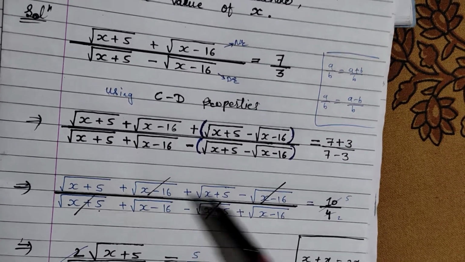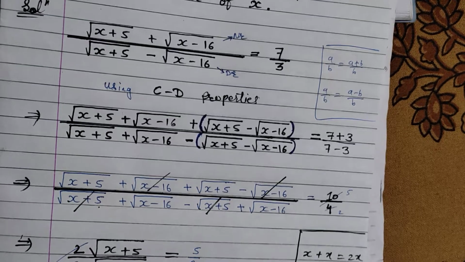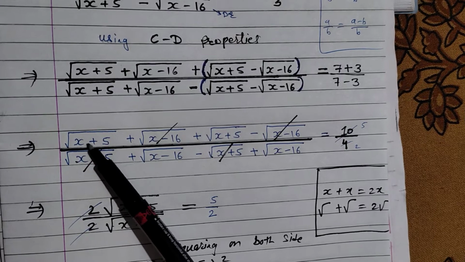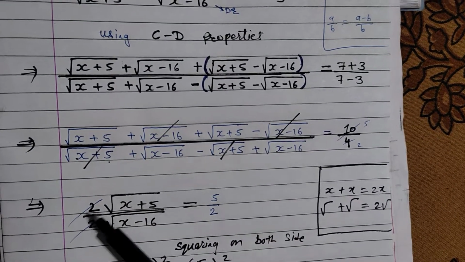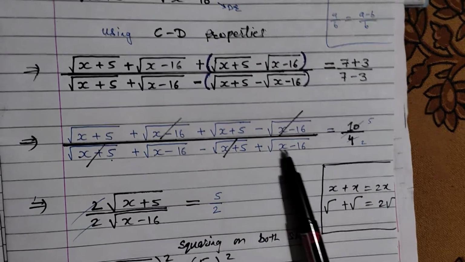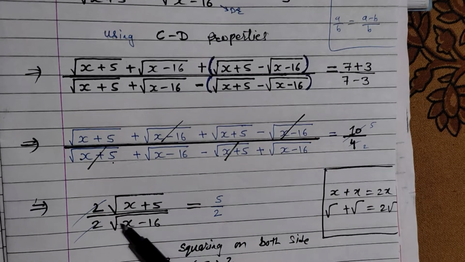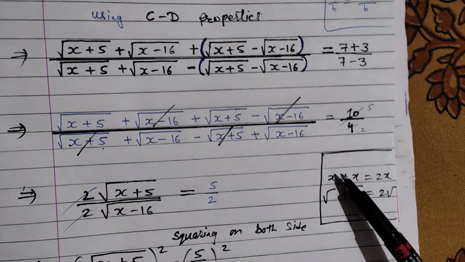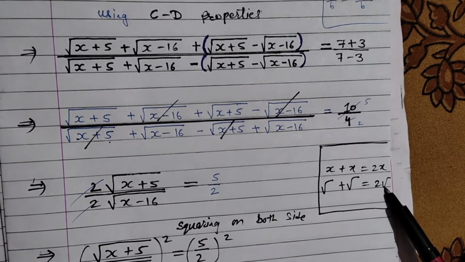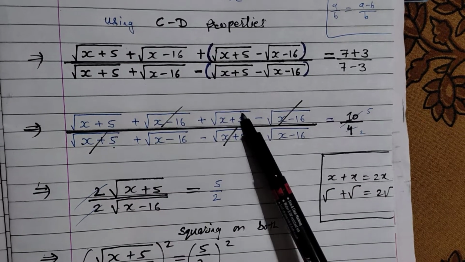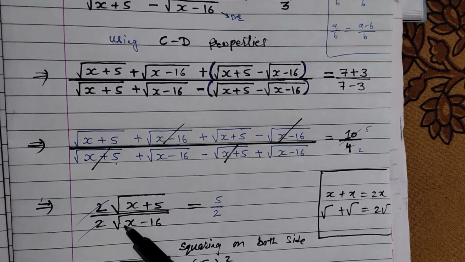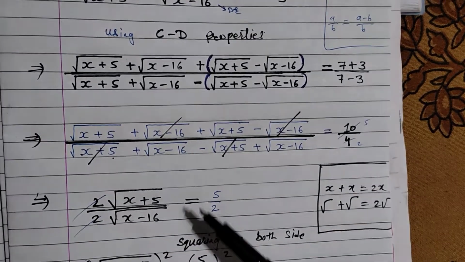Okay, when the plus minus signs get cancelled, the remaining terms we write on the left side: under root x plus 5 plus under root x plus 5 becomes 2 under root x plus 5, and square root x minus 16 plus square root x minus 16 also becomes 2 square root x minus 16. It's like x plus x is equal to twice x; in the same way, square root plus square root is equal to 2 square root. This is equal to 5 by 2, which we write here.